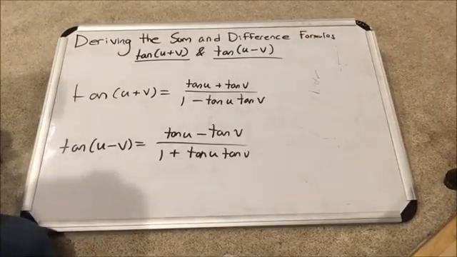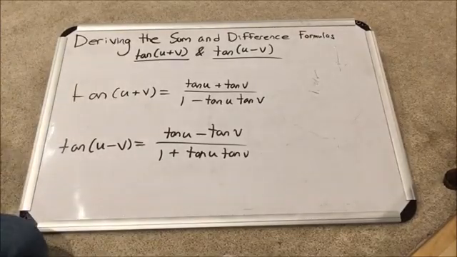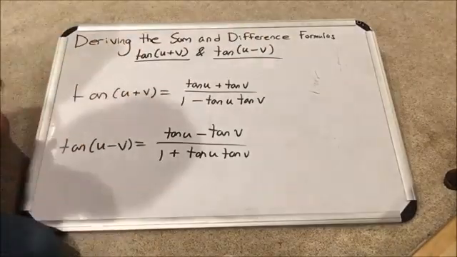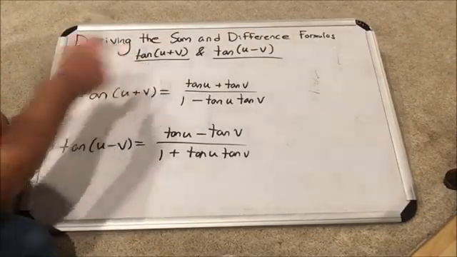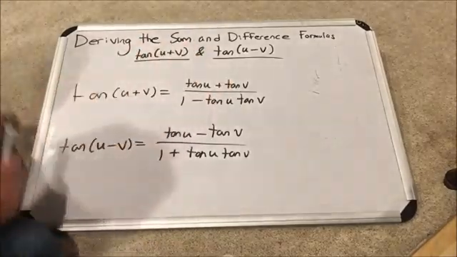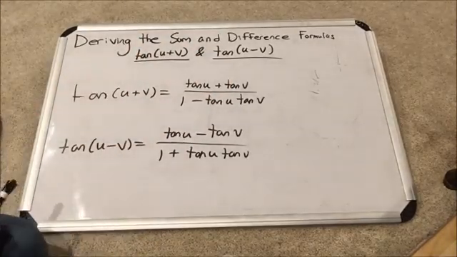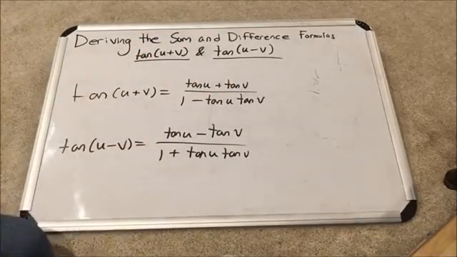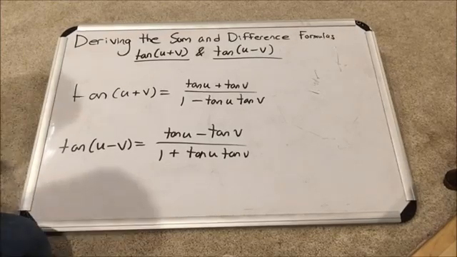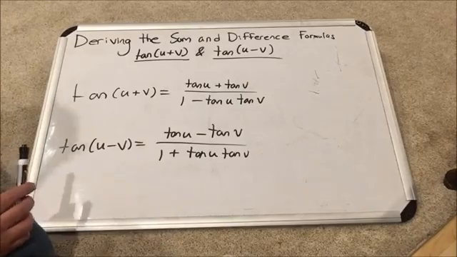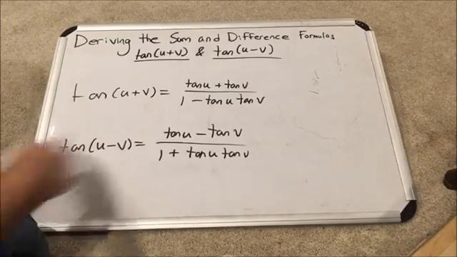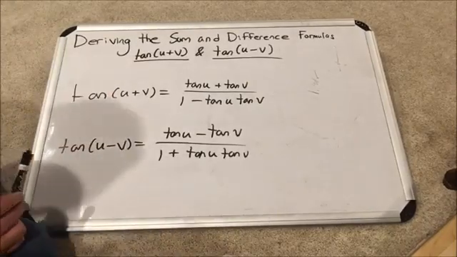This is part 3 of our 3-part series on deriving the sum and difference formulas. Today we are going to specifically derive the formulas for tangent of the sum of two angles and the tangent of the difference between two angles. These formulas, again, with the other 2 parts of this series, are amazing because they are the foundation for so much of analytic trigonometry. A bunch of other formulas can be derived from these guys.